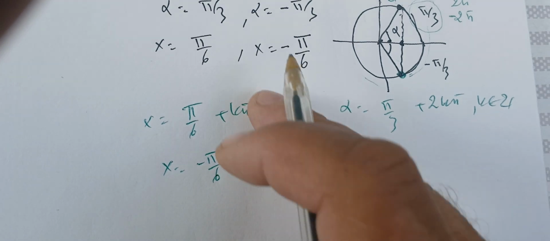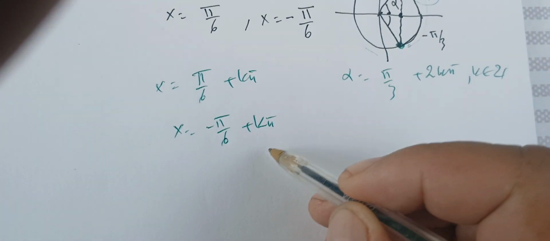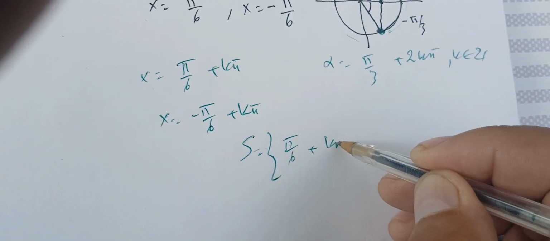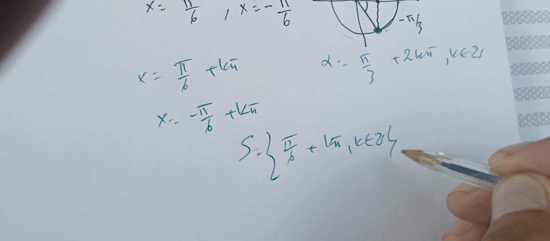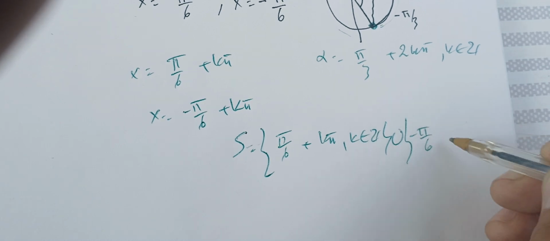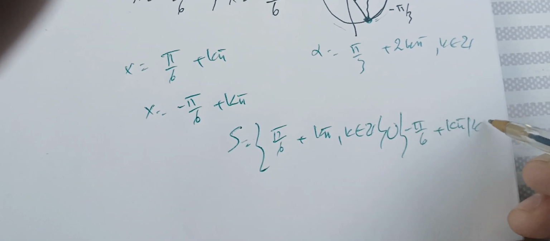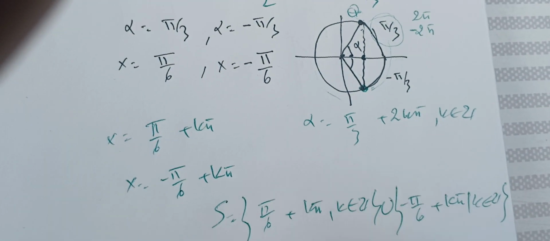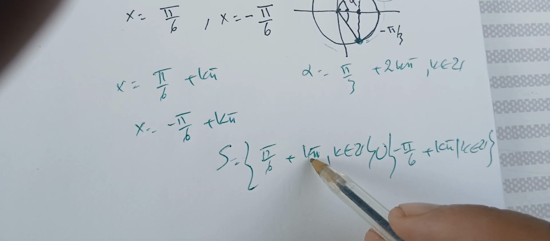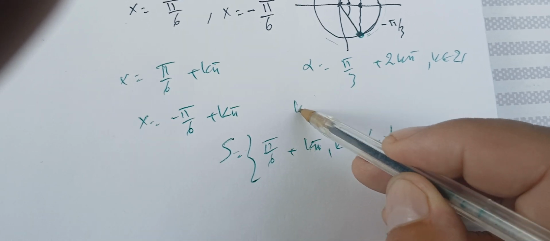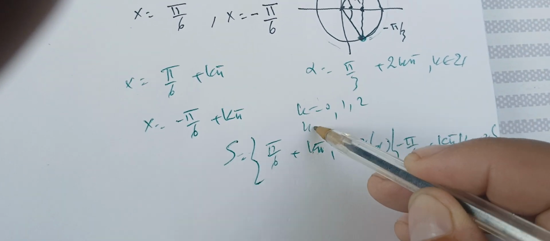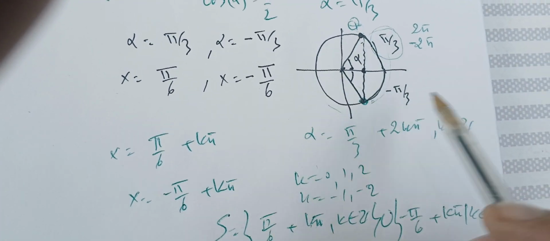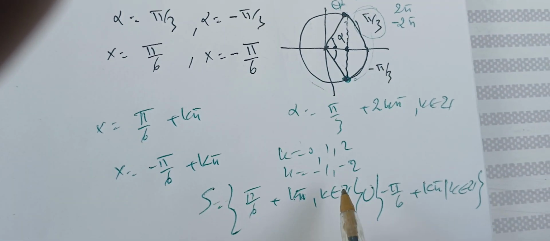Okay, in this case, my solution is the union of these two. So S, the set of solutions, is gonna be pi over 6 plus k pi, with k in Z, union minus pi over 6 plus k pi, with k in Z. A good way to see all these solutions is to try to give k some values, 0, 1, 2, or minus 1, minus 2, and graph them on the unit circle and see what you can get.